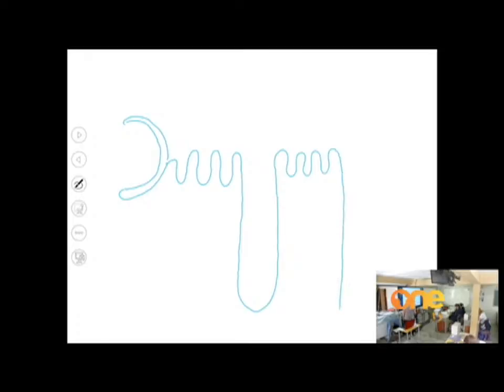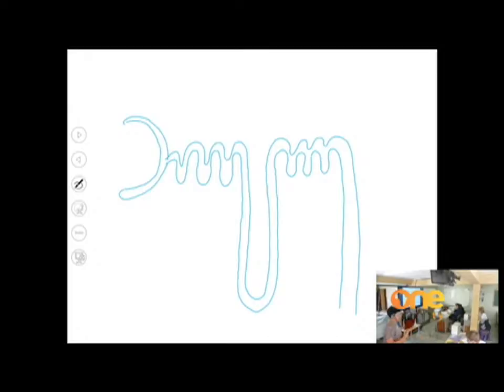And then we have our first convoluted tubules. Then we have a U-shaped tubule, convoluted again, and then the collecting duct. You see, it is not that difficult. That is a nephron. We first draw it like that.